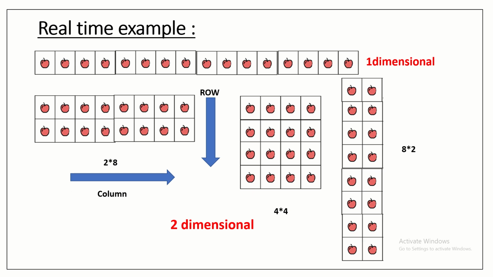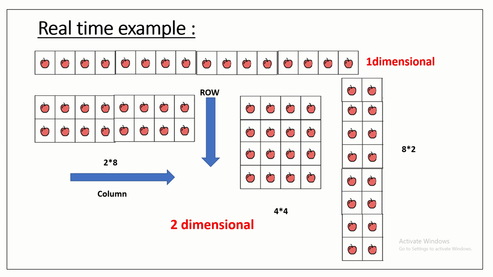So this is a real-time example to understand the difference between one-dimensional and two-dimensional arrays. If I have 16 apples and arrange them in a single line, numbering from 0 to 15 and calling them apple 0, apple 1, apple 2 and so on up to apple 15. Calling them by only one value represents a one-dimensional array.